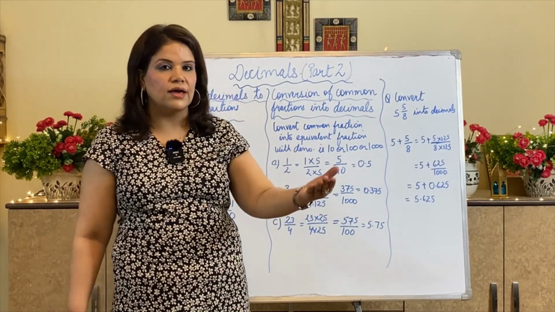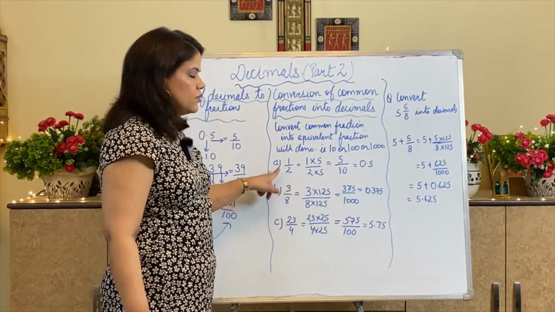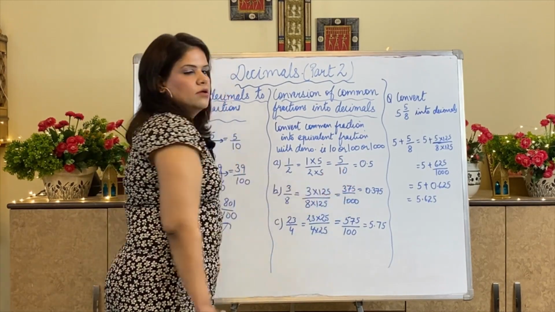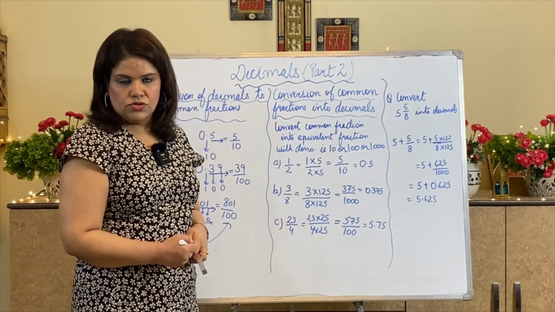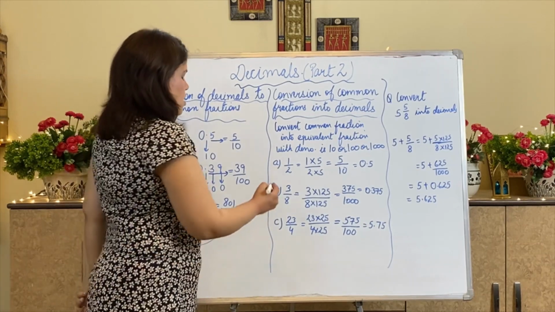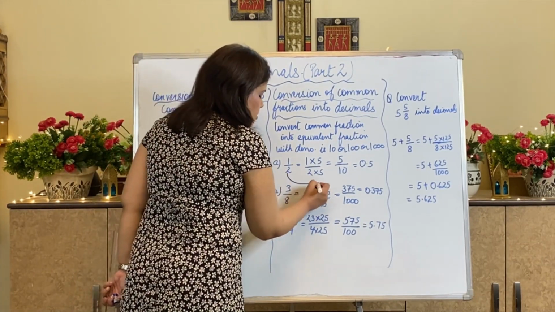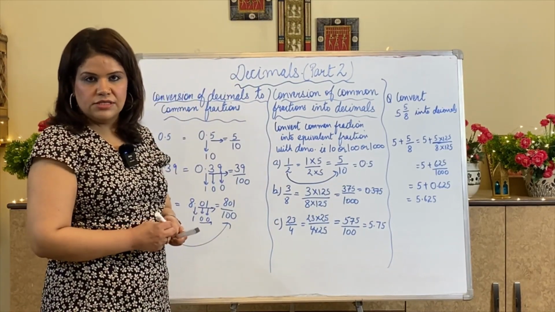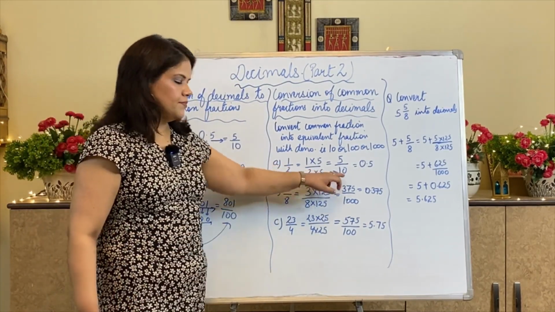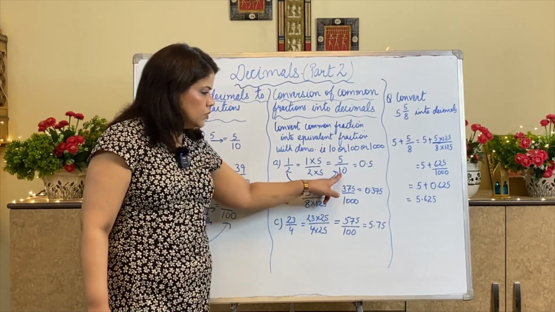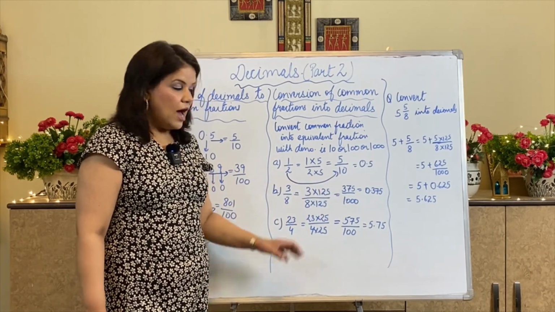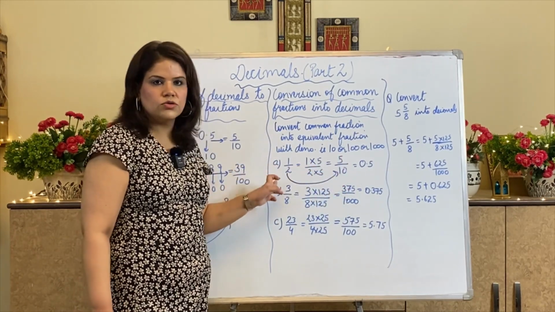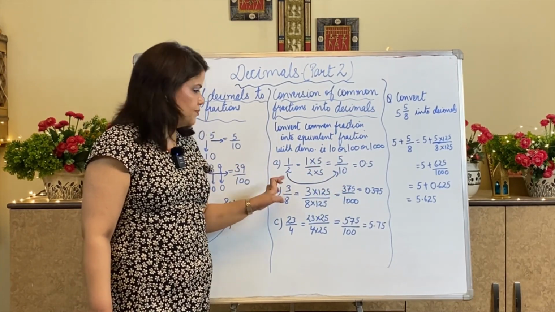And how can I go to it from a common fraction? My main aim is to get the nearest number, 1 followed by zeros. What is the number nearest to 2 in that form? 1 followed by zeros will be 10. And how can I go from 2 to 10? Understood? I am getting an equivalent fraction. This number is also equal to this if I convert it into lowest terms.